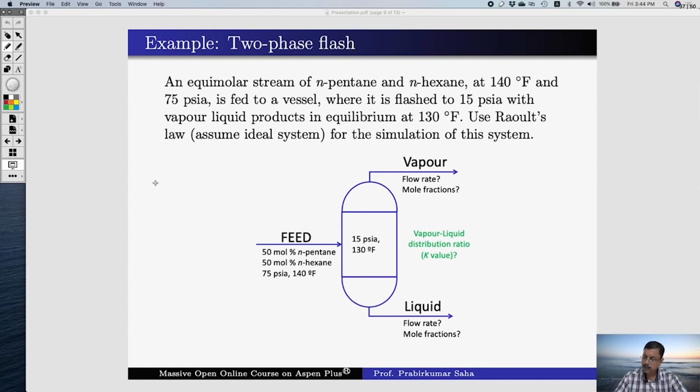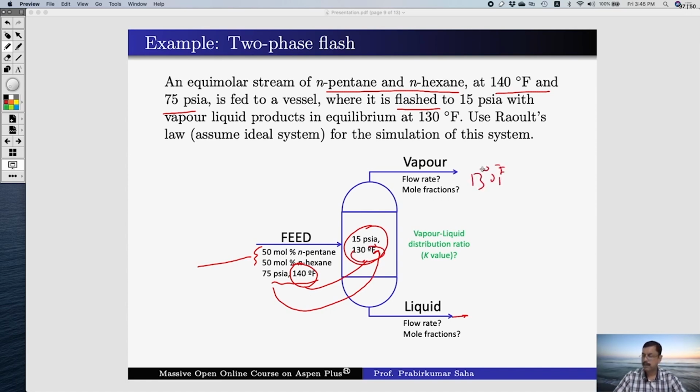So the problem is something like this. An equimolar stream of n-pentane and n-hexane, equimolar, that means 50-50 mole percent, at 140 degrees Fahrenheit and 75 psia, temperature and pressure is given. It is fed to a vessel where it is flashed to 15 psi with vapor and liquid products in equilibrium at 130 degrees Fahrenheit. So you can see both temperature and pressure are reduced. The pressure is maintained at 15 psi, temperature is also maintained at 130 degrees Fahrenheit. So one thing is sure, the feed condition is at 140 degrees Fahrenheit and the outlet condition is at 130 degrees Fahrenheit.